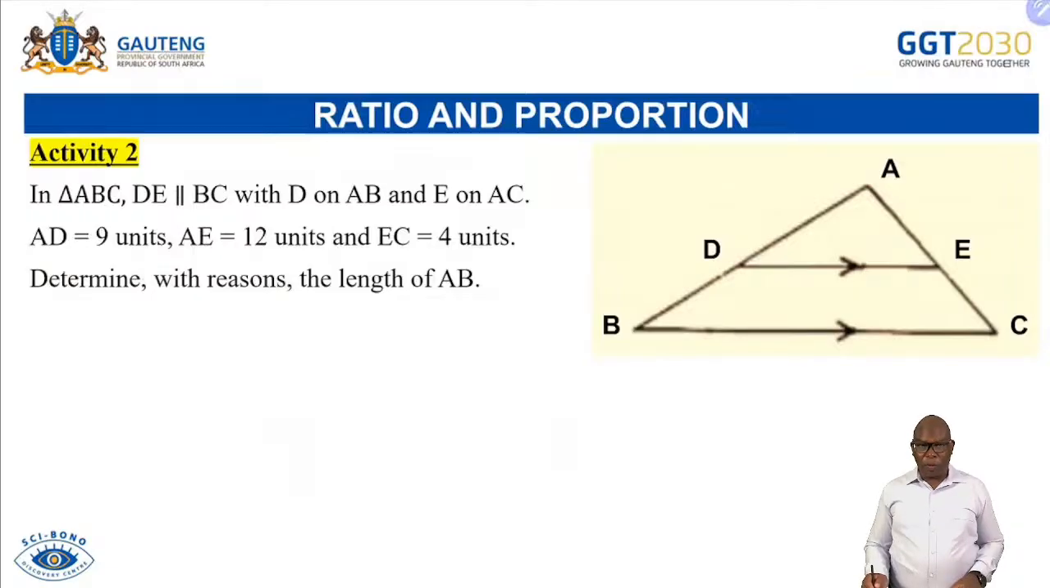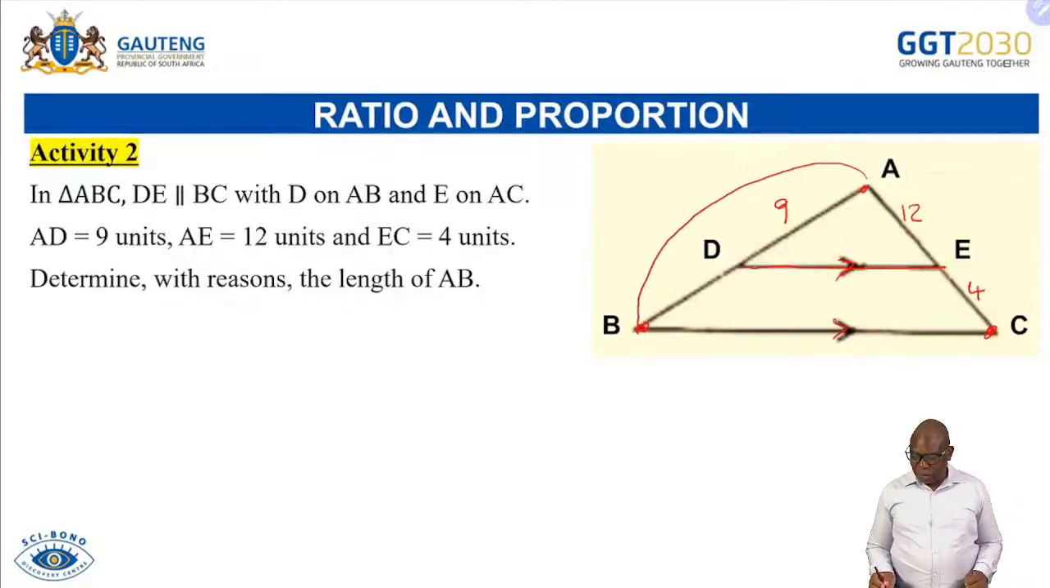But in this question here, this is a lovely one also. Now it says, in this triangle again, ABC is given. But now, what do we have? Now we have DE is still parallel to that. AD is now given as 9 units. AE is given as 12 units. And then EC is given as 4 units. Now, the question says you must get the length of AB.